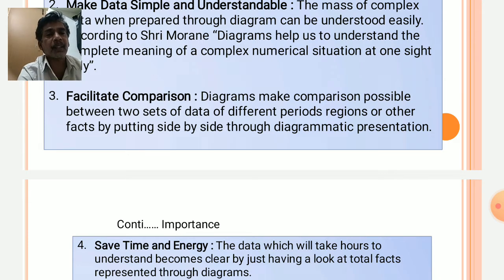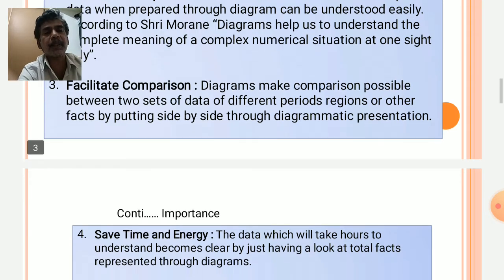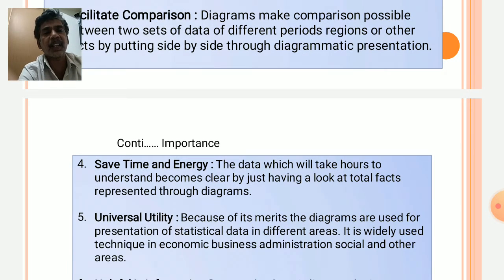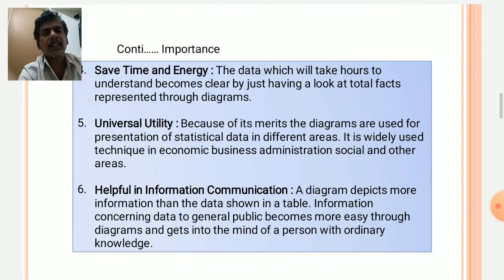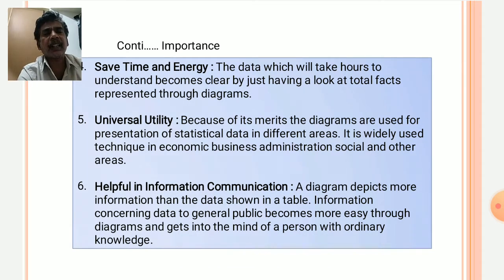So comparison is possible in diagrams. By comparing one set of data to another set of data, we are able to understand the statistical data clearly, and we can take actions or decisions for the future, for the development of the business organization.